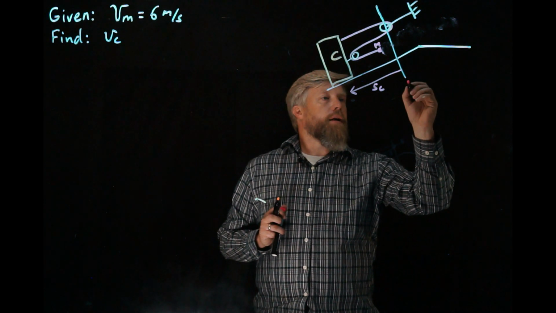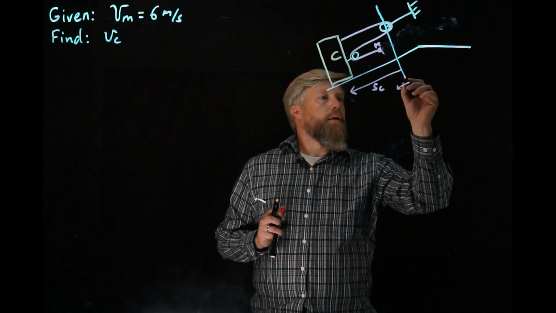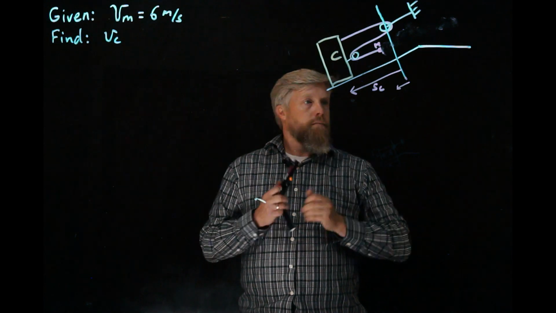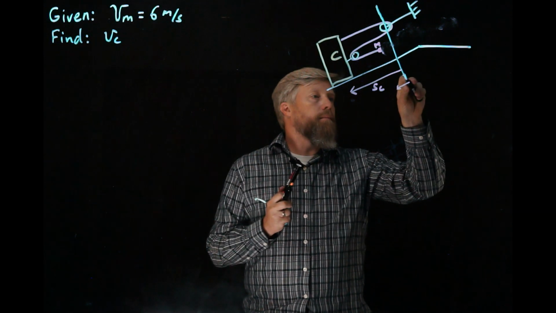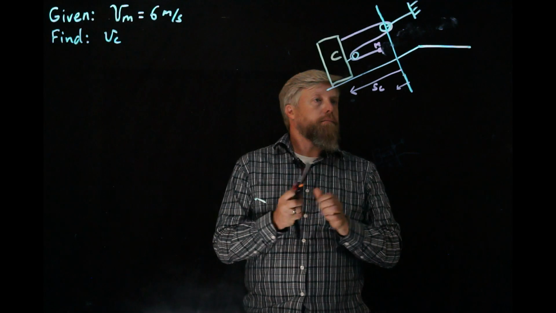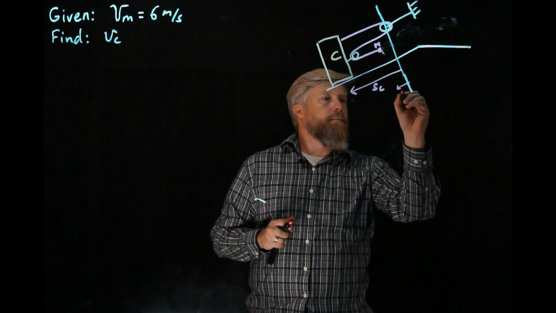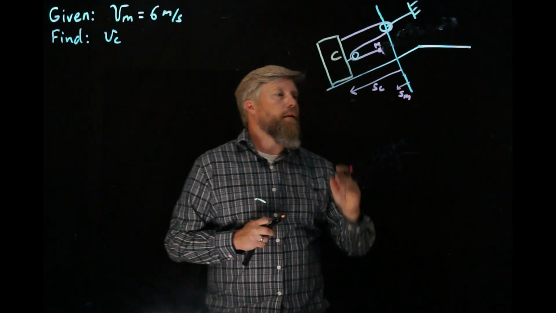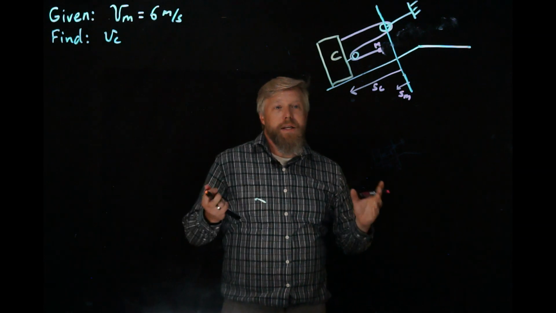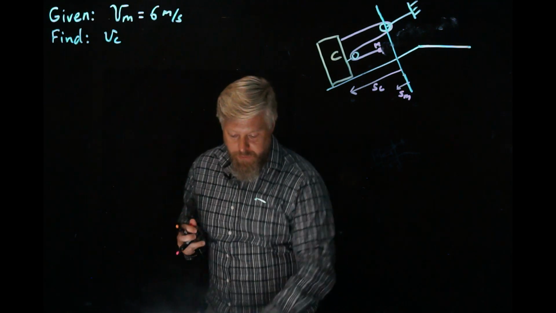And then we're going to have a second one that just goes from our datum to the m. We're going to call that SM. Okay, we have our SC and our SM. Now all we need to do is write an equation for the length of the rope.